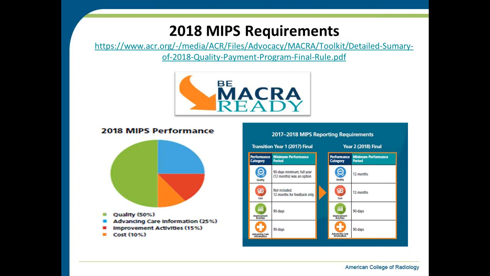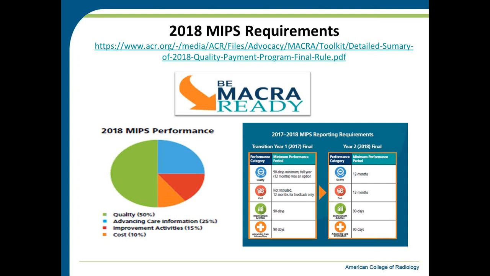Just like with advancing care information in 2017, when the majority of our members were exempt, that holds true for 2018 also. Your quality score may be much higher than 50%. So if you are exempt from advancing care information and have no cost attributed to you, your quality score would be 85%, like for 2017. So keep that in mind.